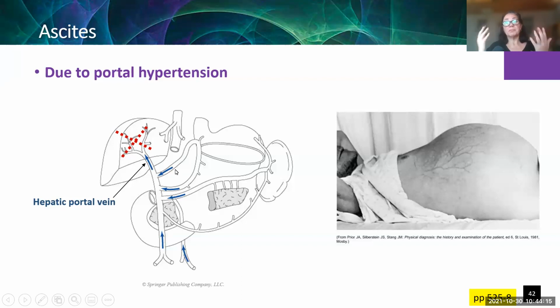As this backs up, remember the hydrostatic pressure, the push out of the blood vessels, is going to be stronger than the pull in, especially because we have low albumin and we're not able to draw that fluid back in. So we have high pressure pushing out, and decreased oncotic pressure pulling back in. Directly a result of this increase in pressure in the blood vessels flowing through the liver.